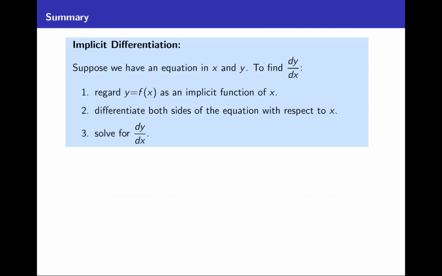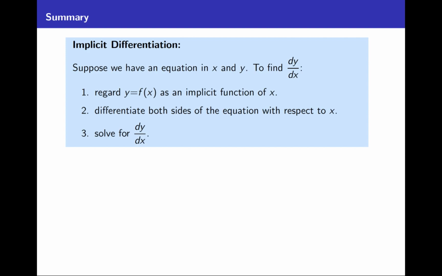So in summary, implicit differentiation works this way. Suppose we have an equation in x and y, and we want to find dy/dx. First of all, we regard y equals f of x as an implicit function of x in the equation. Secondly, we differentiate both sides of the equation with respect to x. And finally, solve for dy/dx.